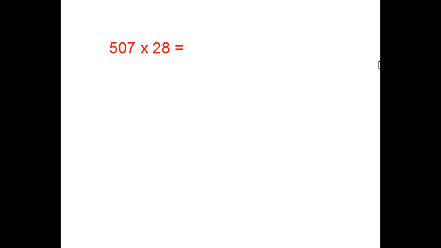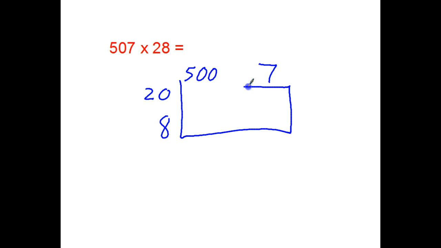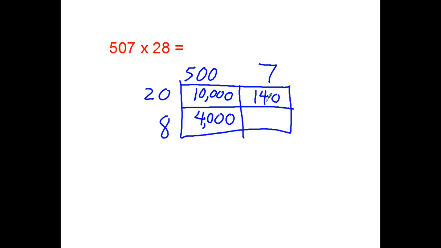Now, some people may be asking, because on this problem, it has a 0 in there. When I make my expanded form for 507, it's really just 500 plus 7. I don't need to put the zero in the tens place, because if I did, when I multiply 0 times anything, it's still going to be 0. So I would just be wasting my time doing that part. There we go. 20 times 500, 3 zeros, and 2 times 5 is 10, so 10,000. 8 times 500, 2 zeros, 8 times 5 is 40, so that's 4,000. 7 times 20, 1 zero, 7 times 2 is 14, so 140, and 7 times 8 is 56.